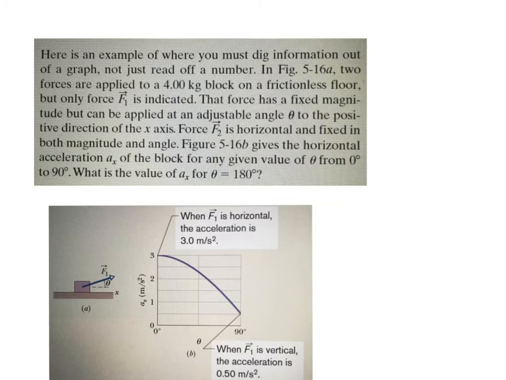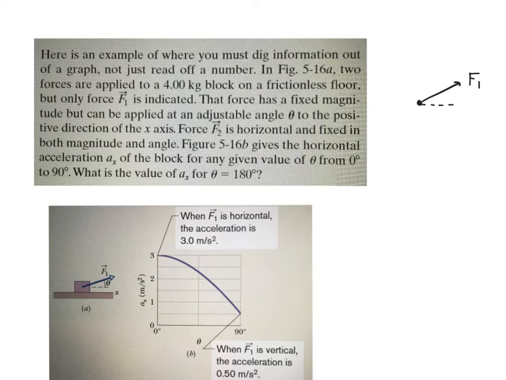Figure 5-16b gives us the horizontal acceleration of the block for any given value of theta when theta ranges from 0 to 90. And the question is, what is the value of acceleration a for when theta equals 180 degrees? So there's a lot going on in this problem. So when we start this problem, it's really important to start by saying to ourselves, our free body diagram is this.